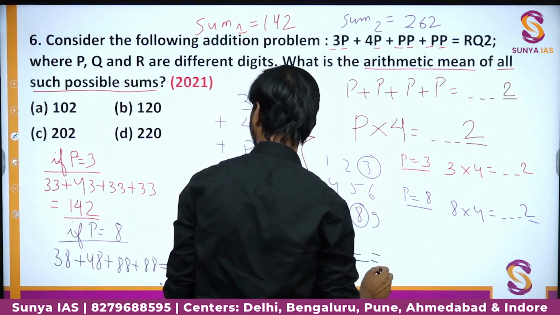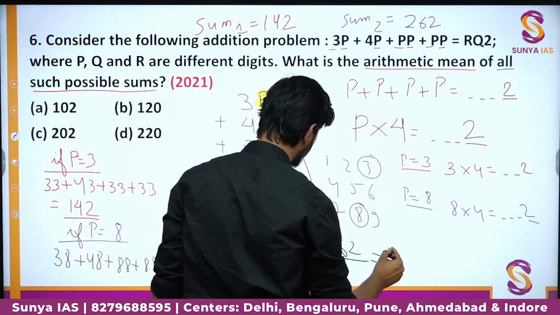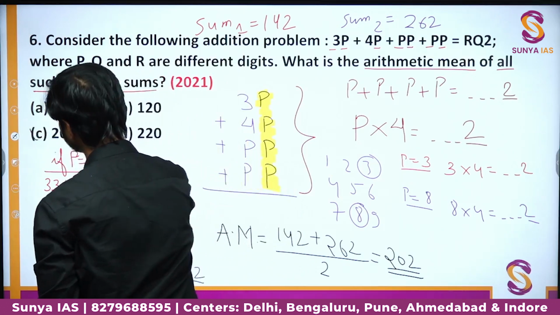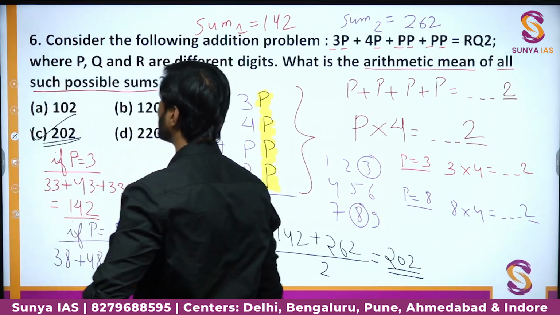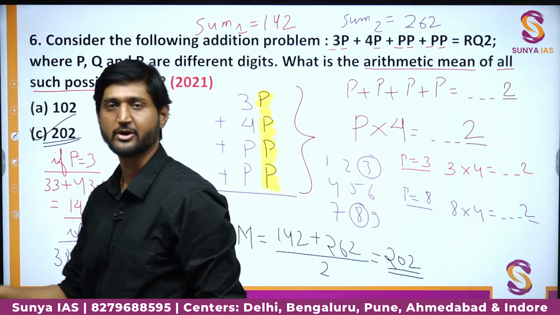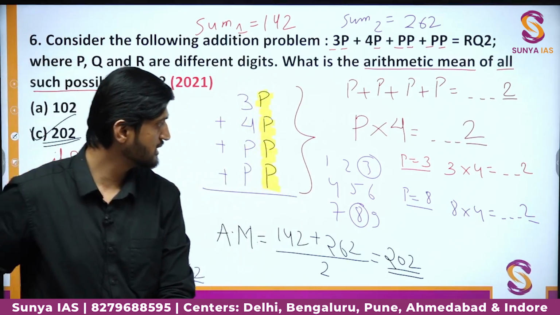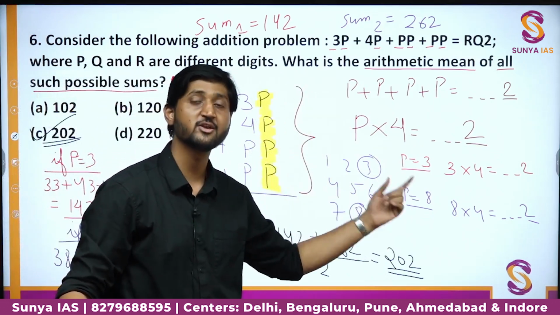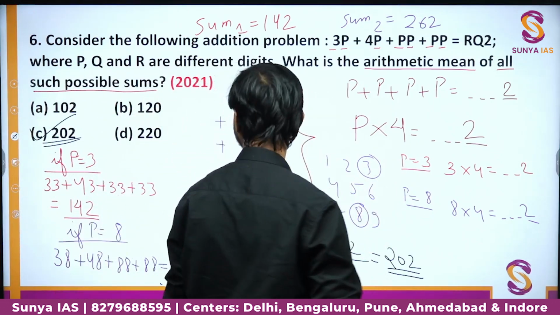Ultimately, I guess you will get the value of the arithmetic mean to be 202. So we have option number C, 202 as the correct option in this particular case. Okay. So as you can see, there is an entirely different approach while solving this particular question, and we have a similar question on this very pattern.